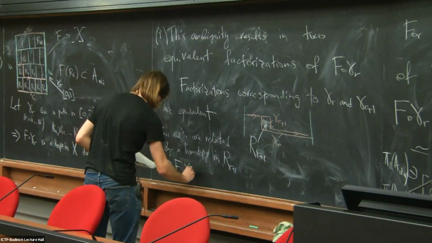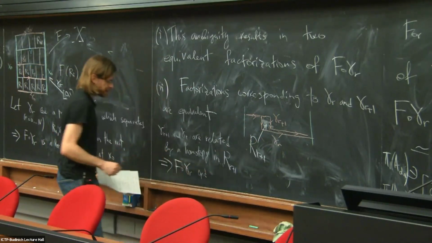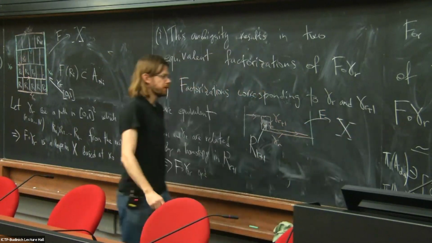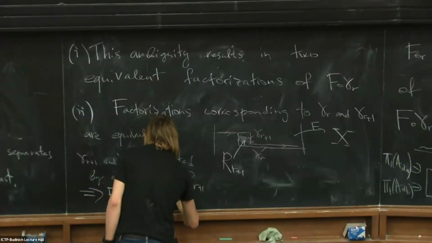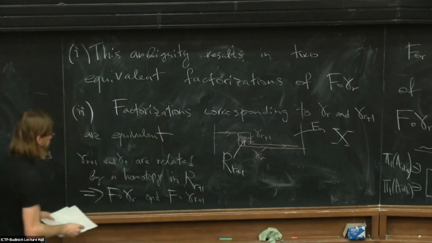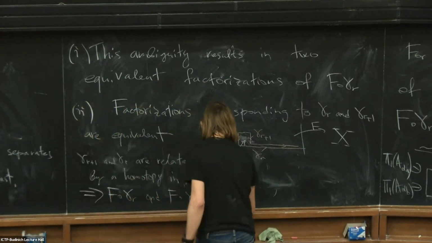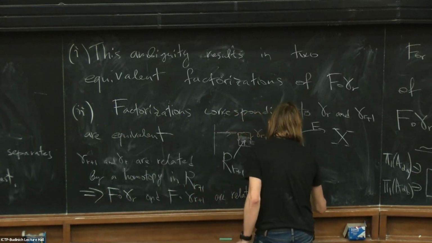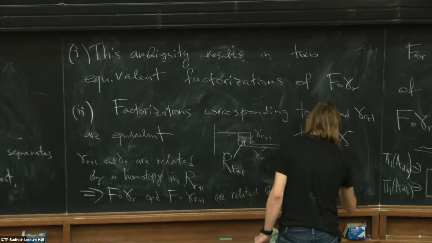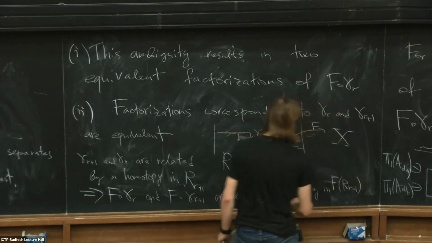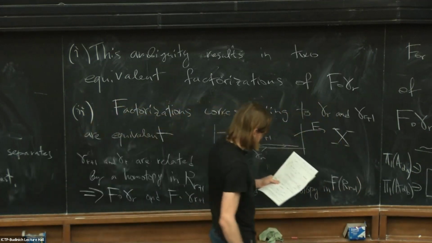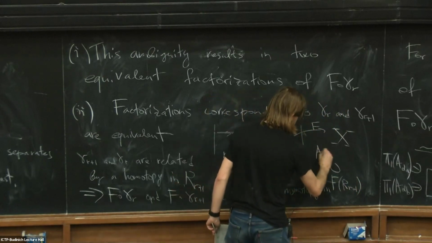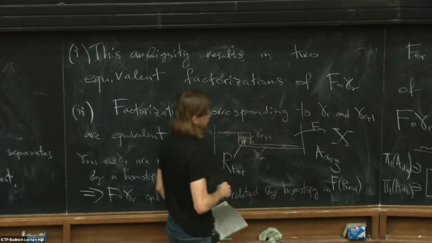Therefore, the respective compositions, namely with capital F, which takes us from this square to space X, the corresponding compositions are related by homotopy of F of R with index r plus 1, which is by construction contained in A alpha with index r plus 1.